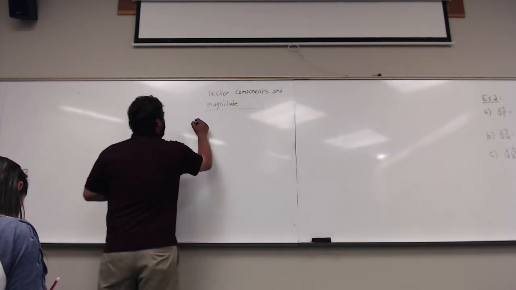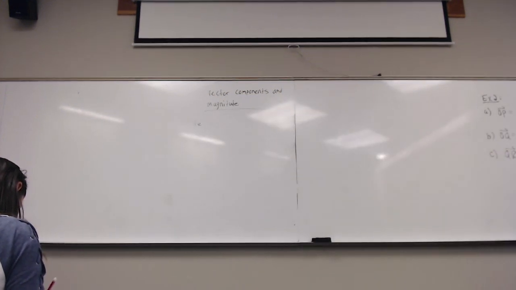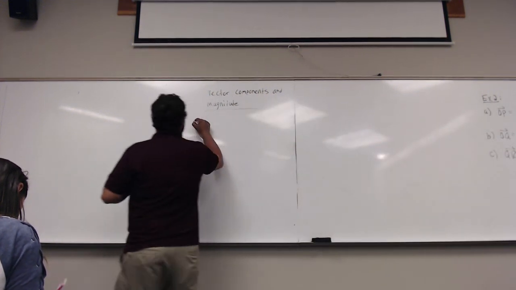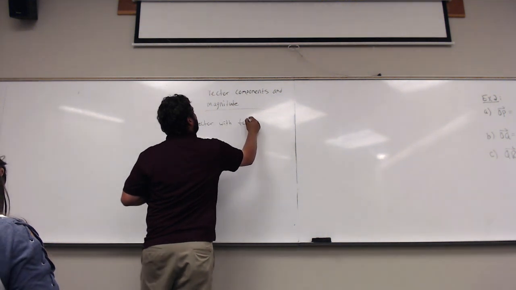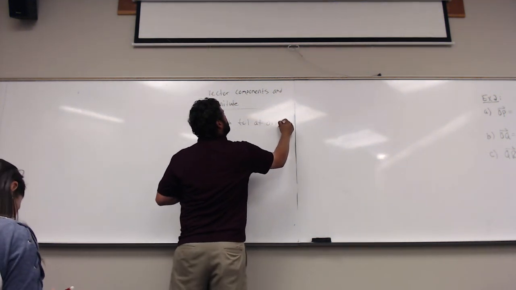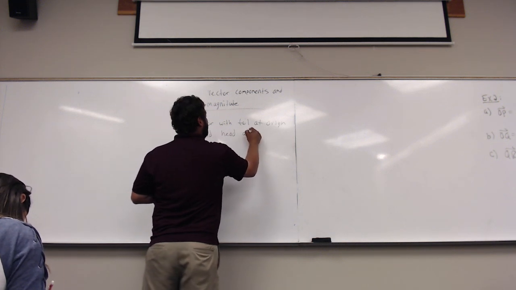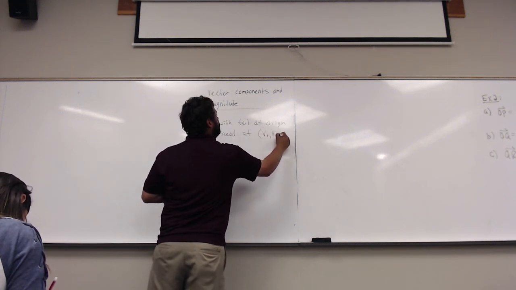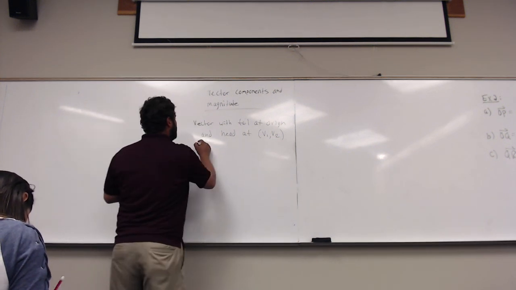Okay. So again, let me grab a better marker. So you have a vector with the tail at the origin and head at the point v1, v2. That's called a vector in standard position.